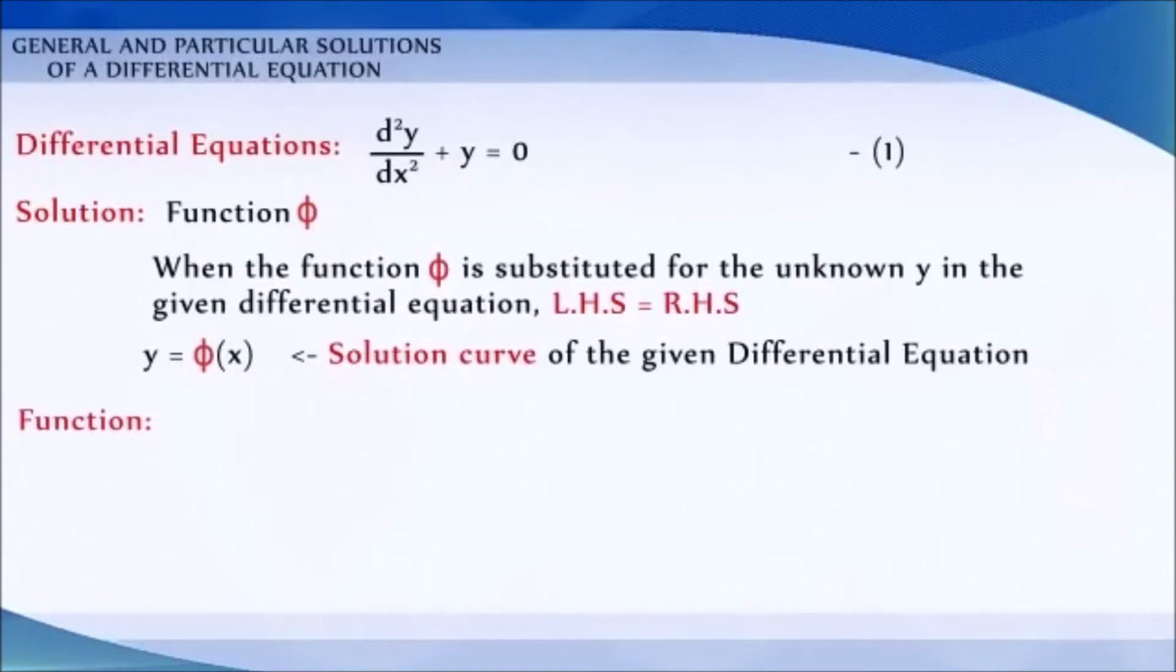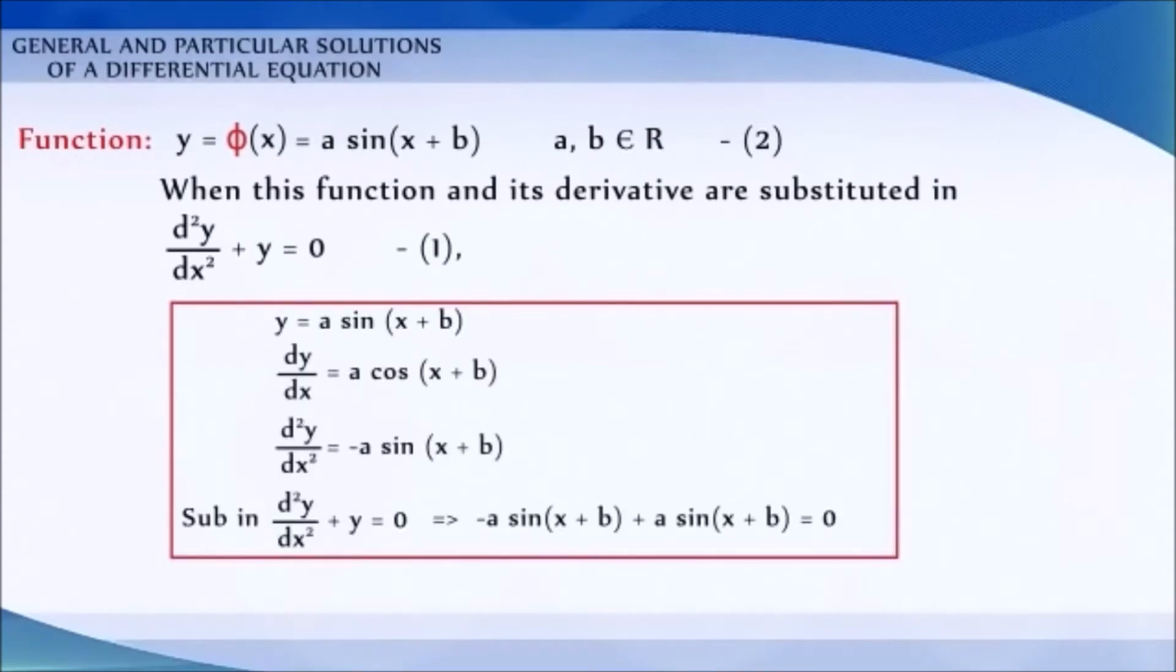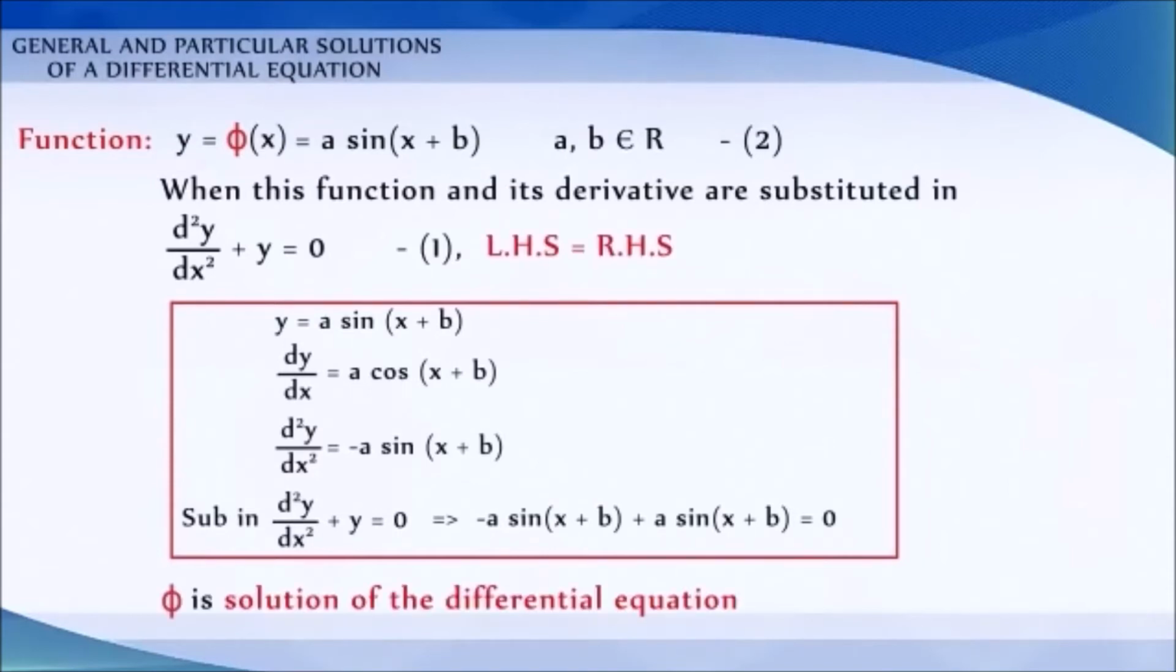Consider the function given by y is equal to phi of x is equal to a sin of (x plus b), where a, b belong to real numbers. When this function and its derivative are substituted in the equation d square y by dx square plus y is equal to 0, the left hand side will become equal to the right hand side. So, it is a solution of the differential equation d square y by dx square plus y is equal to 0.